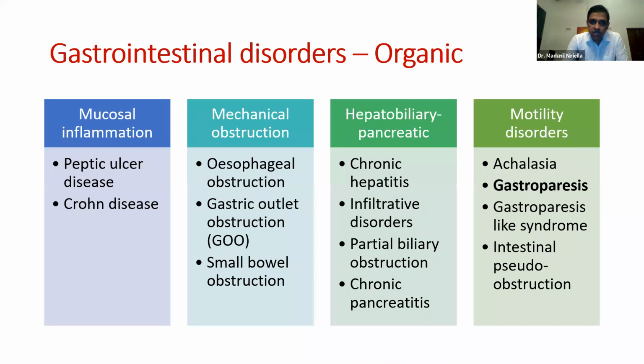When we come to the etiology, there are a wide variety of gastrointestinal disorders that can cause chronic nausea and vomiting, and the organic disorders, as opposed to the functional or disorders of gut-brain interaction, are classified as mucosal inflammation, mechanical obstruction, hepatobiliary pancreatic, or motility. Mucosal diseases include peptic ulcer disease and Crohn's disease. Mechanical obstruction can be at the level of the esophagus, gastric outlet, or small bowel.